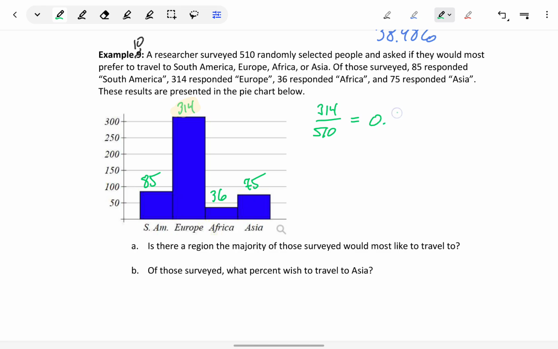This would be 0.61568 and on. So we would round that to approximately 61.57%, which is definitely larger than 50%. So we would say, yes, the majority would choose Europe.